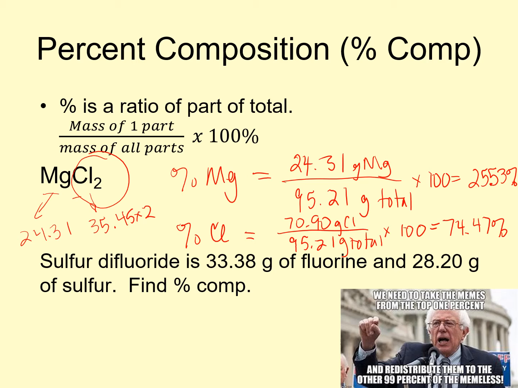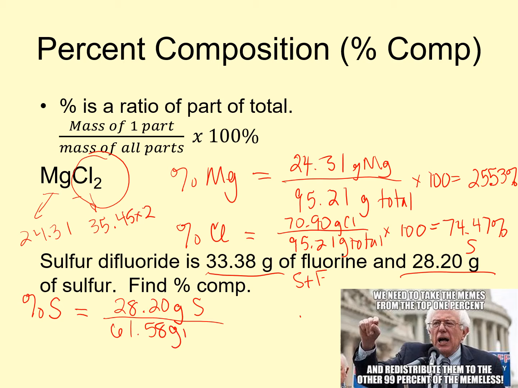Here's another example. They're telling us that sulfur difluoride is 33.38 grams of fluorine and 28.20 grams of sulfur. If we want the percent composition, we need the percent of sulfur. So we'd find sulfur, 28.20. We don't have to go get anything from the periodic table, because it tells us that this is sulfur. But then the bottom is the total, so I have to add up the sulfur plus the fluorine, which gives me 61.58 grams total.